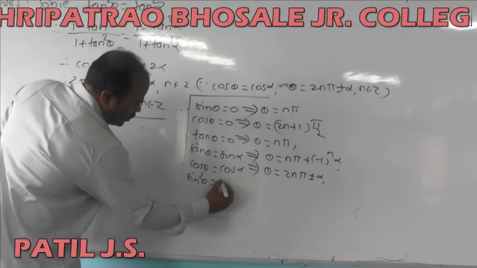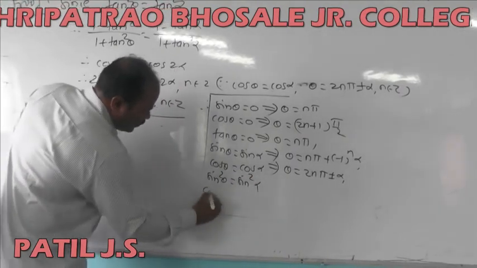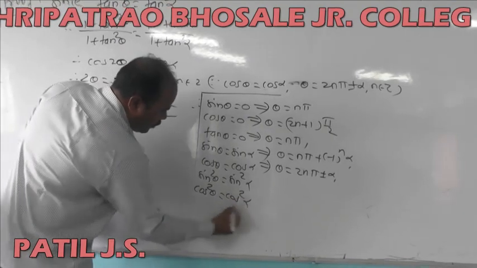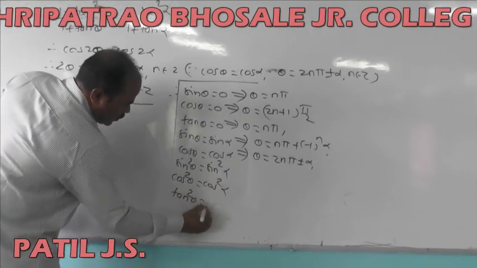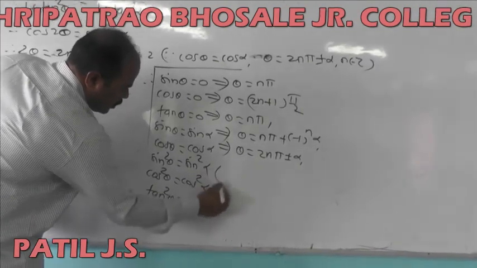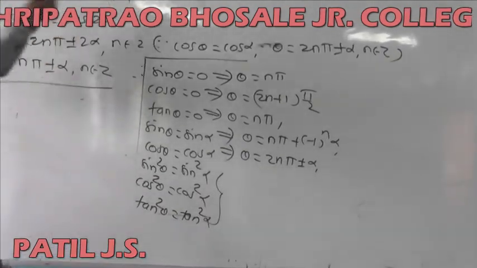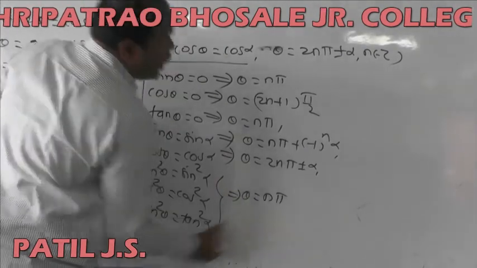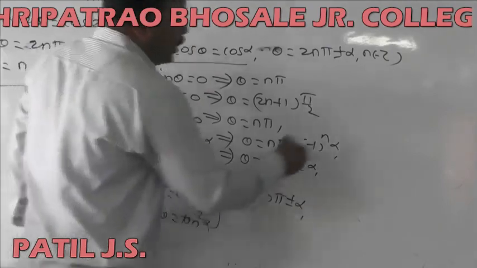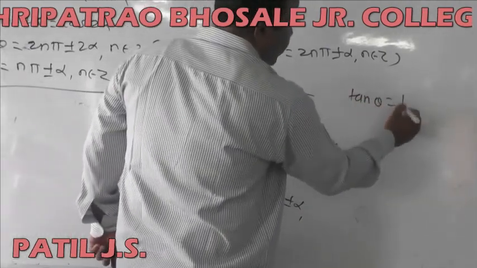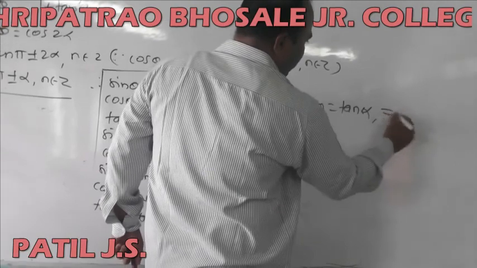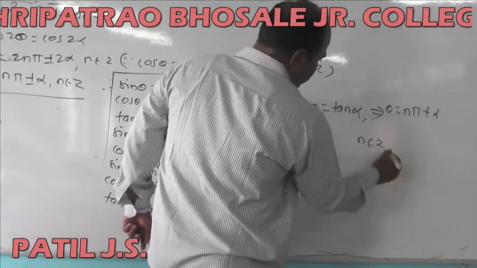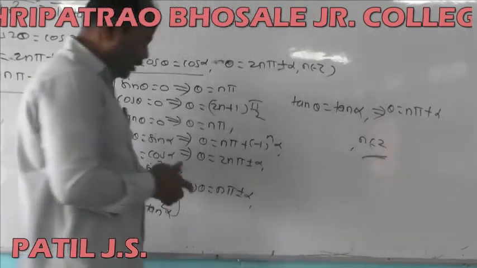Sin square theta is equal to sin square alpha. Cos square theta is equal to cos square alpha. Tan square theta is equal to tan square alpha. For these three results, theta is the same: theta is equal to n pi plus or minus alpha. And tan theta is equal to tan alpha implies theta is equal to n pi plus alpha, n belongs to Z. That means this is the set of integers.